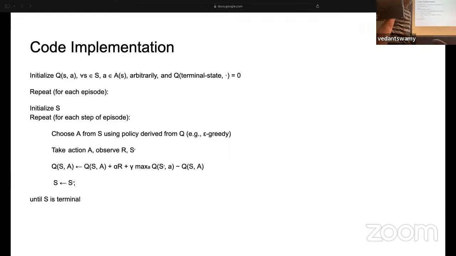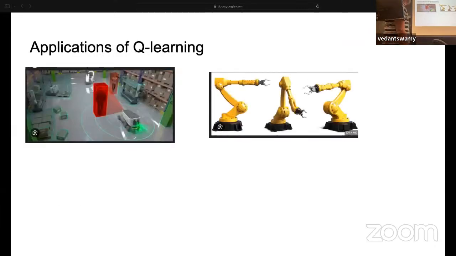Finally, let's just talk about some applications of Q-learning. This is robot navigation, and this is for robot manipulation. Q-learning can be used to help robots navigate their environment or perform certain actions. And yeah, that's it for the presentation.